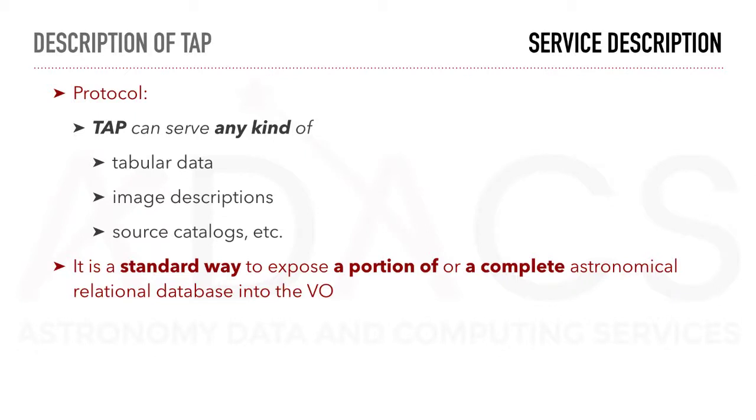As mentioned previously, the TAP protocol can serve any kind of files, including tabular data, image descriptions, source catalogs, and so on. It is a standard way to expose a portion of or a complete astronomical relational database into the VO.